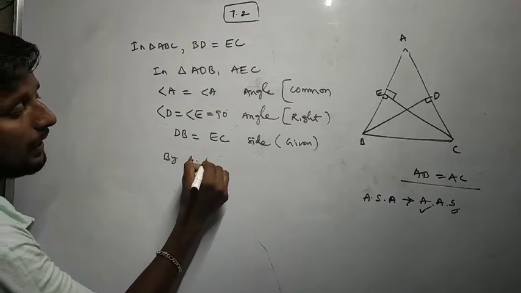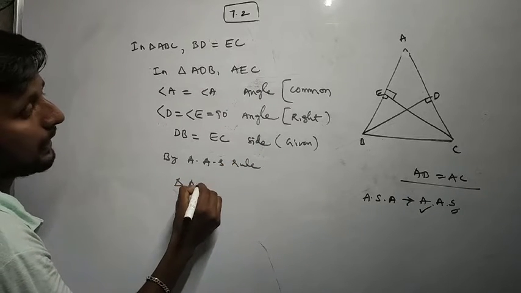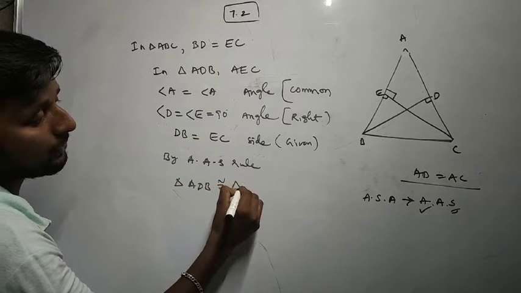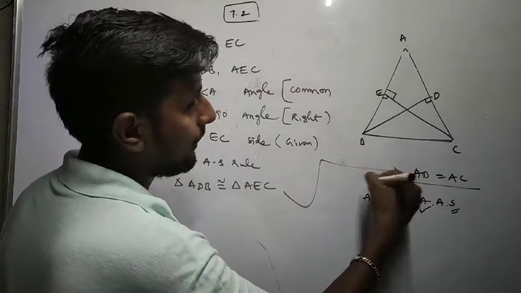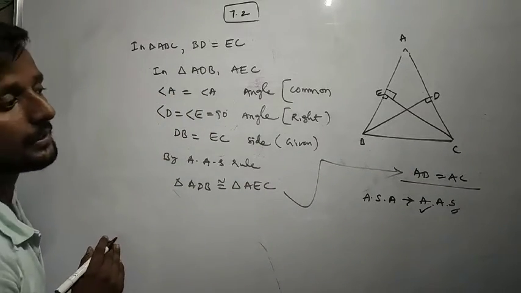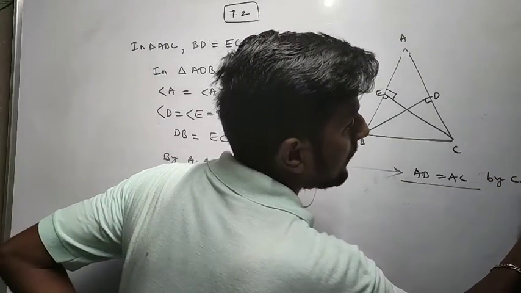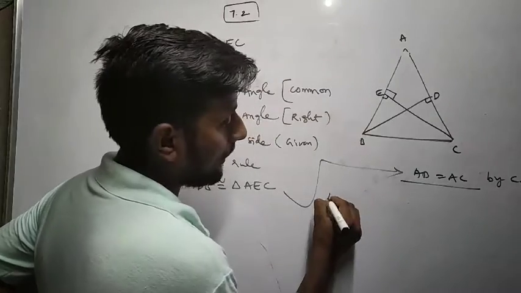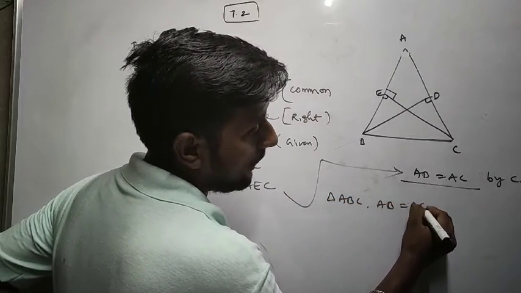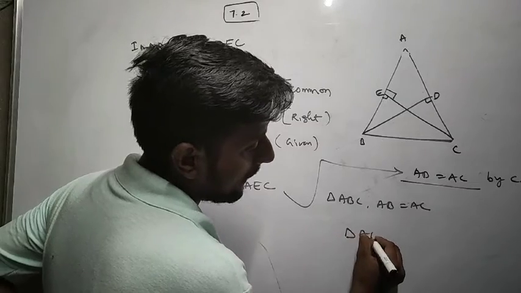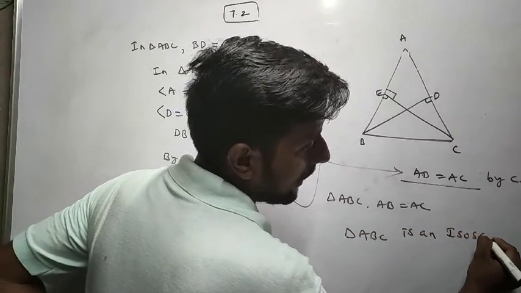By AAS rule, triangle ADB is congruent to triangle AEC. So from this I can say AB is equal to AC. Why? Because by CP/CT rule. In triangle ABC, if two sides are equal, that triangle can be called an isosceles triangle.